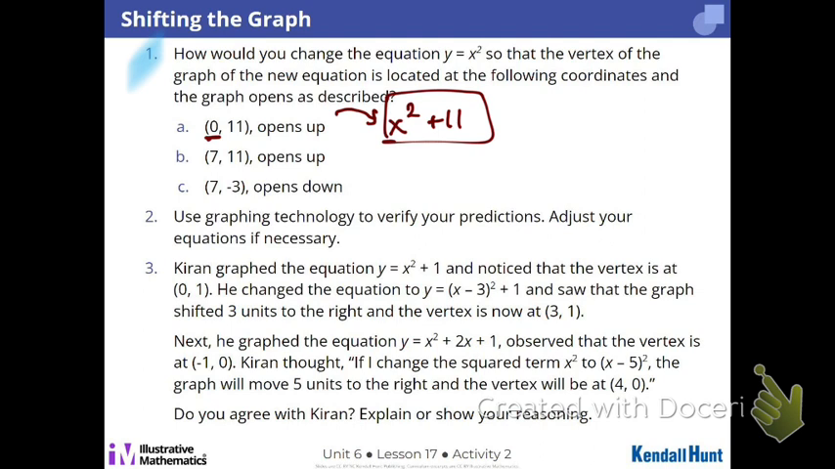Okay, the next one. How do I get right 7? Minus 7 instead of x squared. And then my plus 11 still has me going up. I'm positive right here, which means I'm opening up.